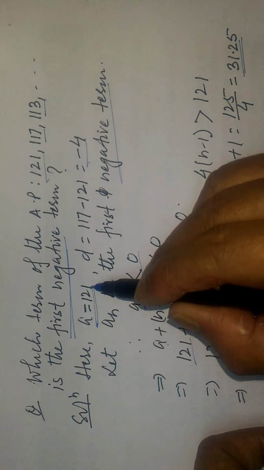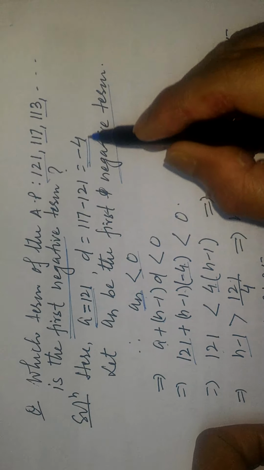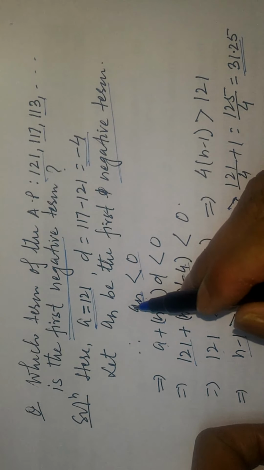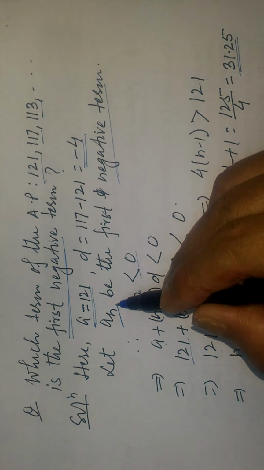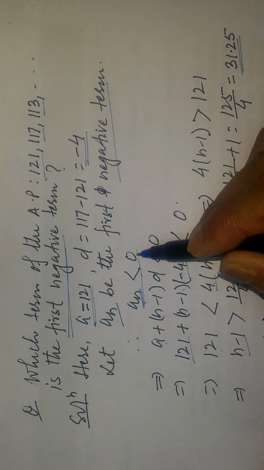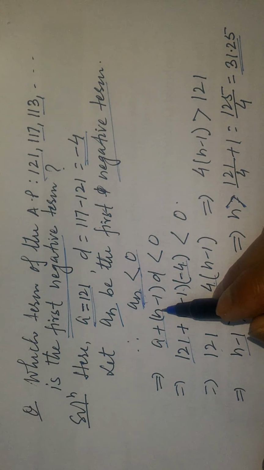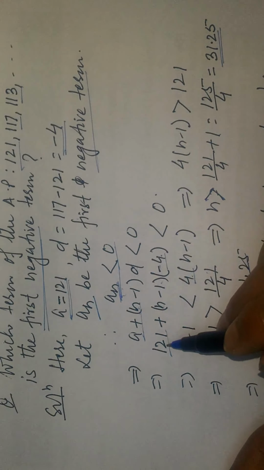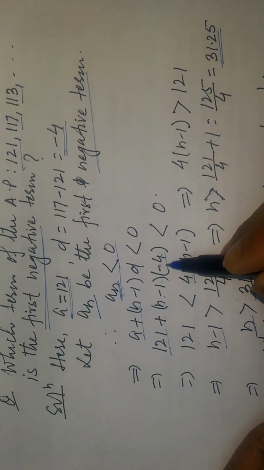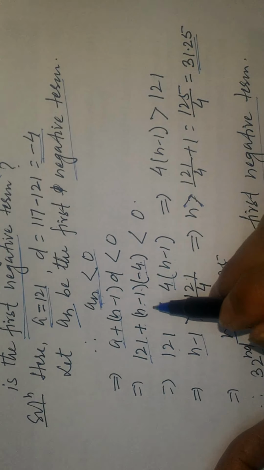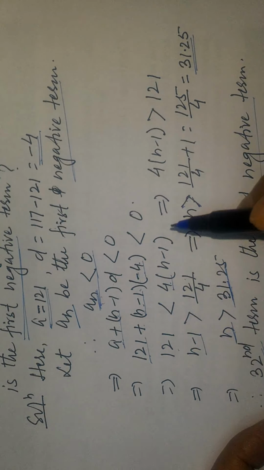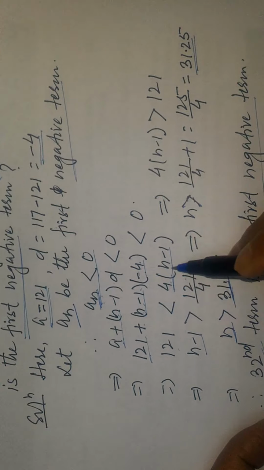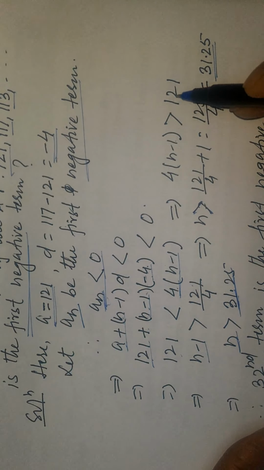So here first again we find out the first term, common difference minus 4. Again on the same line we'll say let the nth term, a n, be the first negative term. Since it is the first negative term, it has to be less than 0. Again put the formula a plus (n minus 1) into d. So 121 plus (n minus 1) and d is minus 4. We'll simplify this. It is minus 4 into (n minus 1). Take it on the other side, it will become plus. Now this can also be written 4 into (n minus 1) is greater than 121.